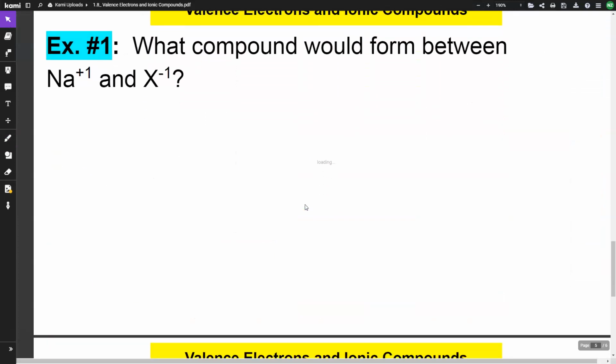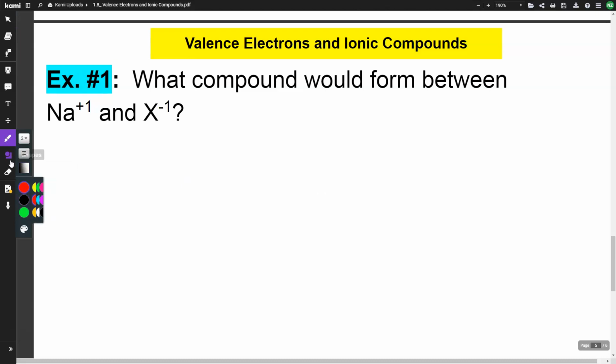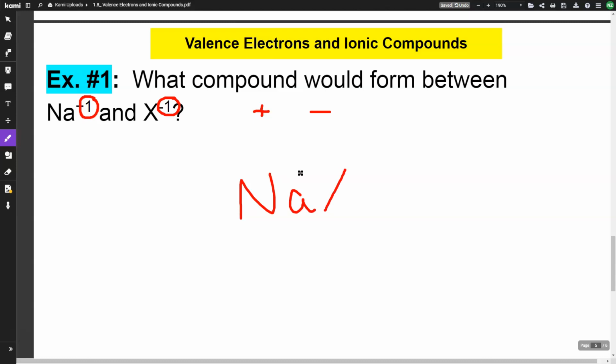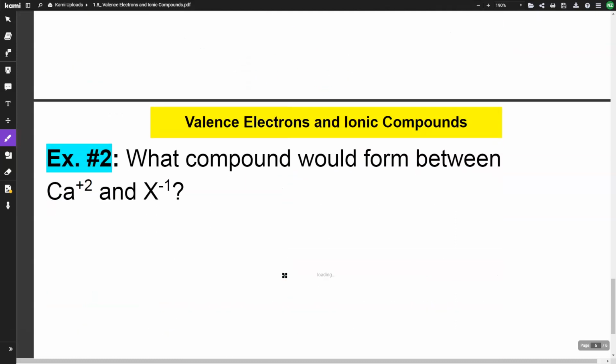All right, here's an example. What compound would form between sodium and mystery element X? Sodium has a charge of +1, and mystery element X has a charge of -1. They're both magnitude 1, so they'll cancel each other out. We'll end up with NaX. That would be our compound. +1, -1 forms a perfect compound where it's neutral.